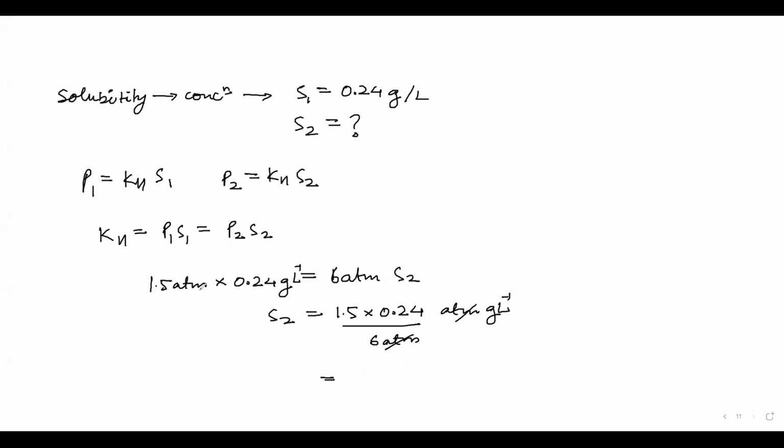P1S1 is equal to P2S2. This is pressure. This is the solubility at that point. This is 6 atm. This is the solubility at. There is something happening here. Now, don't you think this is grams per liter? Don't you think something messy happened here? Something different happened here?